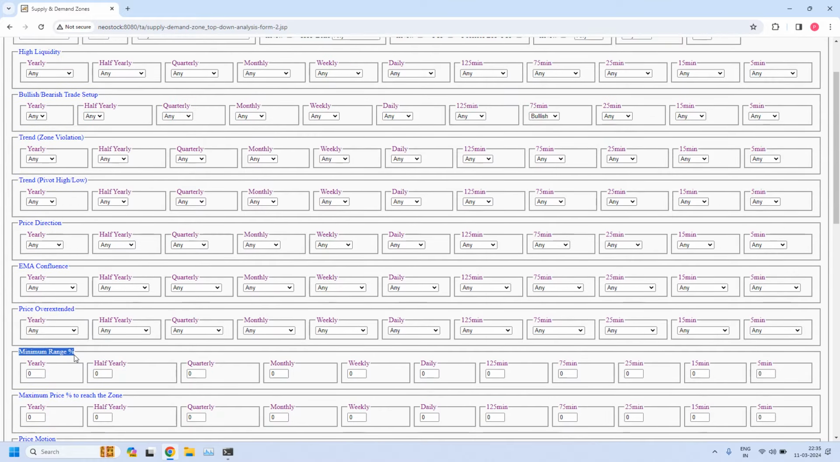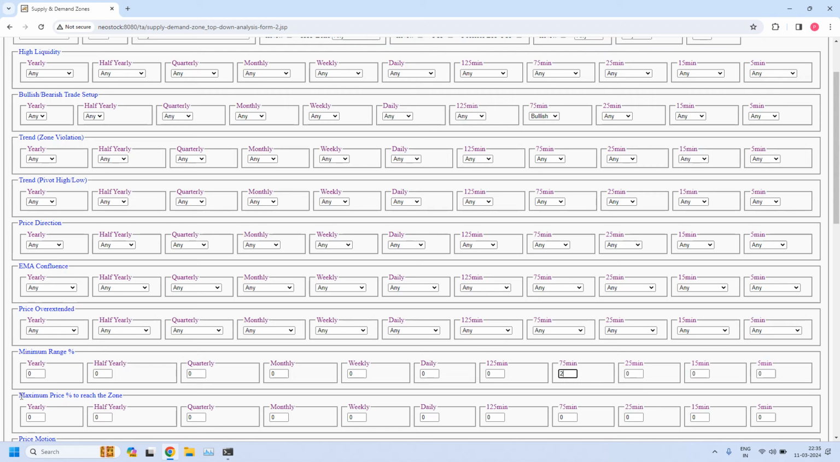Reward means minimum range. So between 75 minutes demand zone to 75 minutes supply zone or 75 minutes demand zone to all time high, a minimum 2% return should be there. So in 75 minutes time frame, I am setting the value 2.